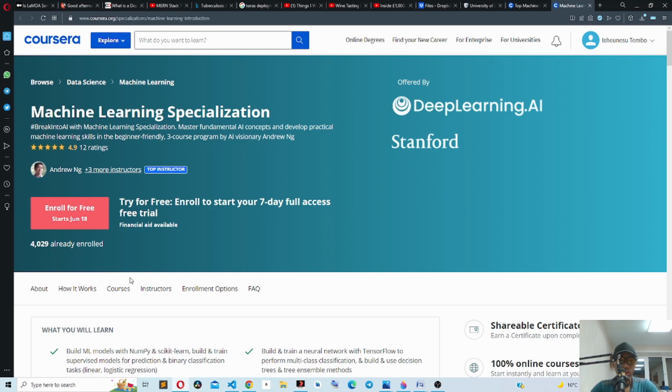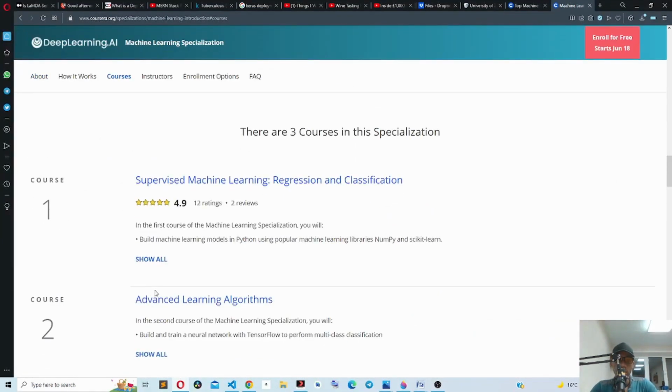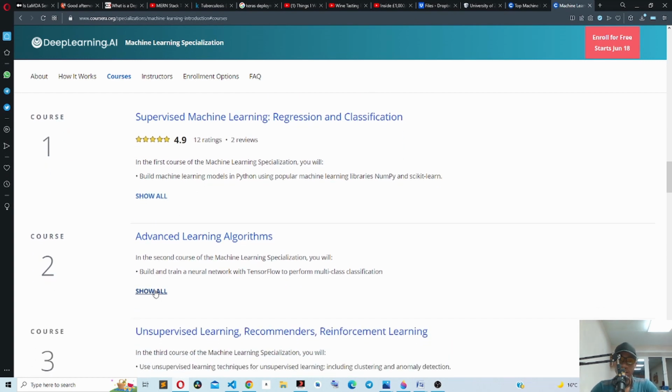First of all, let's go to courses. There are three courses. We have supervised learning: regression and classification. Regression is when you want to find the relationship between two variables, like dependent and independent variables, like the relationship between x and y. And then classification is when you have different classes.